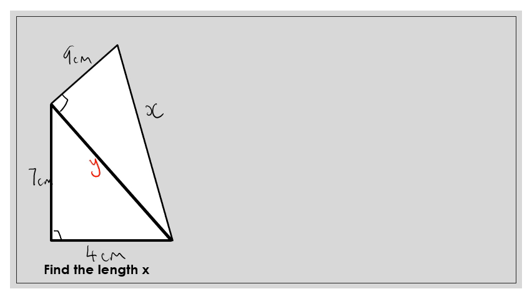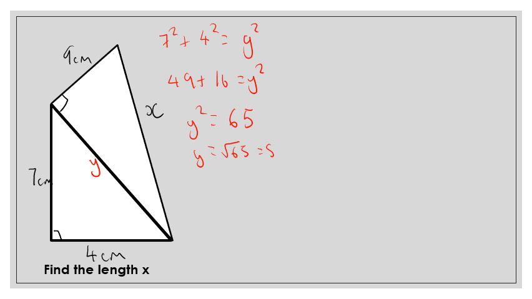So again, we've got Pythagoras. We're finding the side opposite the right angle, so we're going to add them together. So 7 squared plus 4 squared equals y squared. So we get 49 plus 16 equals y squared. Y squared equals 65. Y equals the square root of 65, which is 8.1.